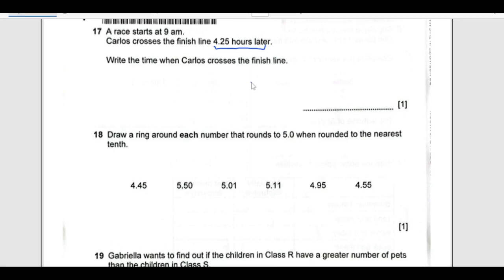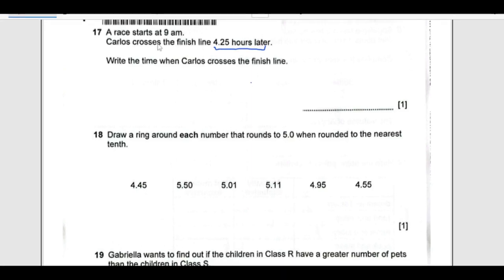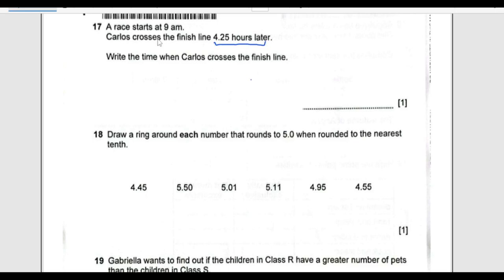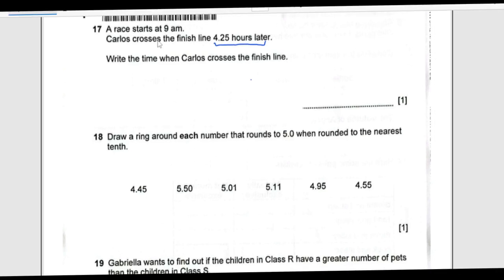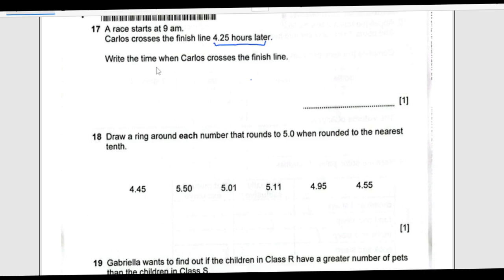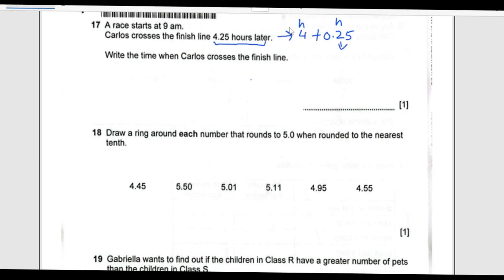Okay, so number 17, a race starts at 9 a.m. Carlos crosses the finish line 4.25 hours later. Write the time when Carlos crosses the finish line. So here we have 4 hours plus 0.25 hours, right? 4 hours is direct, and 0.25 hours is 1/4 of 60 minutes, so it is 15 minutes.